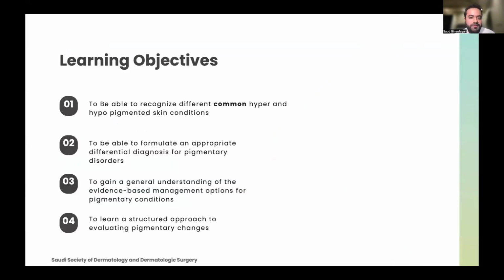The most important objective in this lecture is to have you all know about the common hyper and hypopigmentation disorders. There are actually a lot of them, and many different conditions, but we don't have time to talk about all of them. So I'm going to speak about the common ones that you are likely to face in the clinic. After that, you'll automatically be able to formulate a differential diagnosis for pigmentary disorders, and then we will talk about some of the management options.